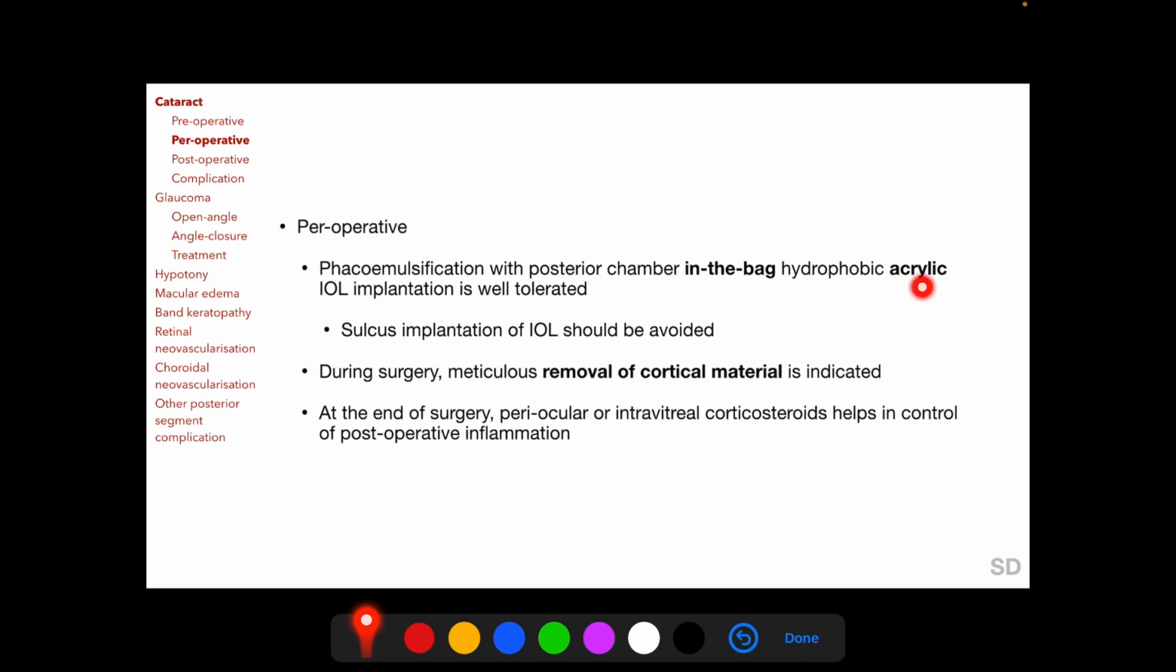A hydrophobic acrylic material is preferred because compared to the other materials, the hydrophobic acrylic material has been shown to accumulate the minimum amount of inflammatory deposits on the lens. So sulcus implantation of the IOL should be avoided so that the IOL does not come in contact with the uveal tissues. During surgery, meticulous removal of cortical material is indicated because cortical material or any lens material is pro-inflammatory. At the end of surgery, periocular or intravitreal corticosteroids help in control of the postoperative inflammation.